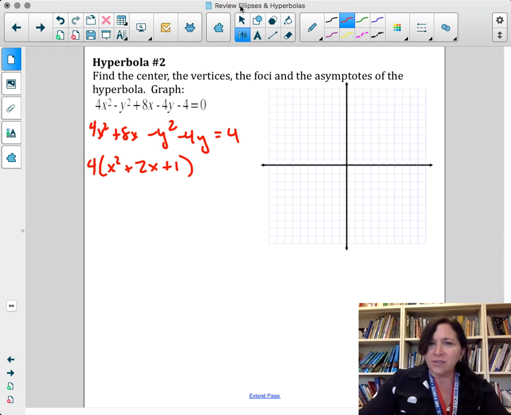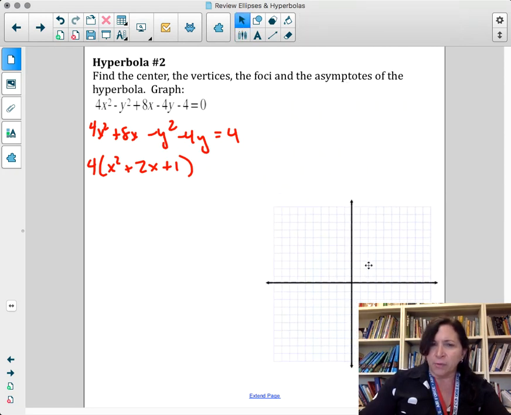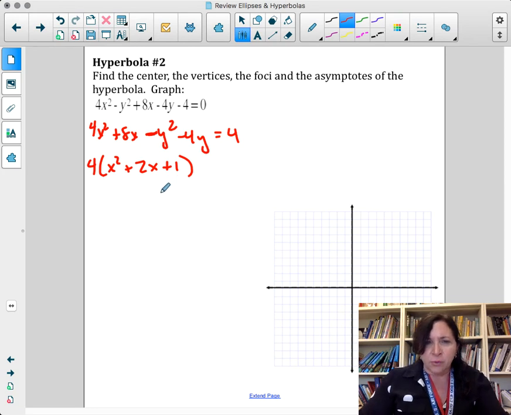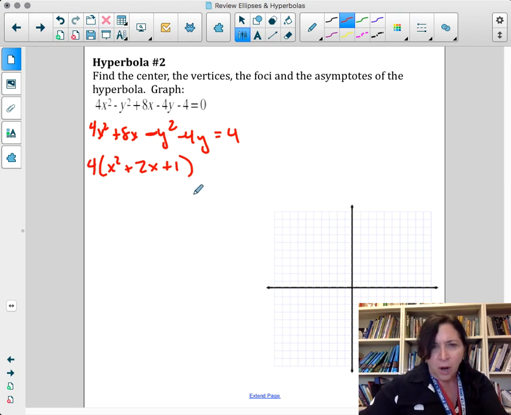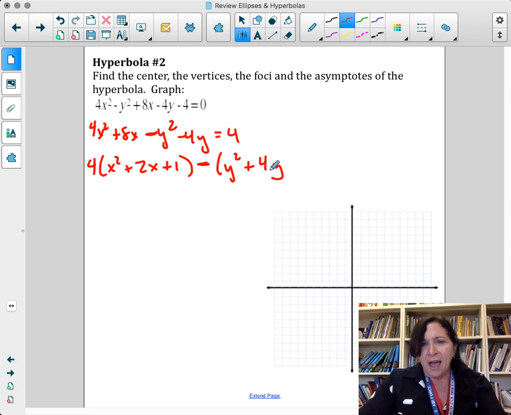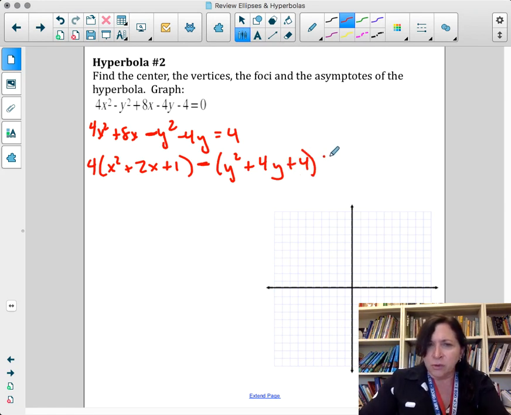Now, this is the part that a lot of people will mess up on just because they forget that you have to factor out this negative sign right here, because the y squared term and the x squared term have to have a value of 1. So I'm going to factor out that negative sign, and I'm going to get y squared plus 4y, right? Because when you factor, you're dividing, and you're dividing by negative 1, it makes it positive. Half of 4 is 2. 2 squared is 4. And this is equal to 4.